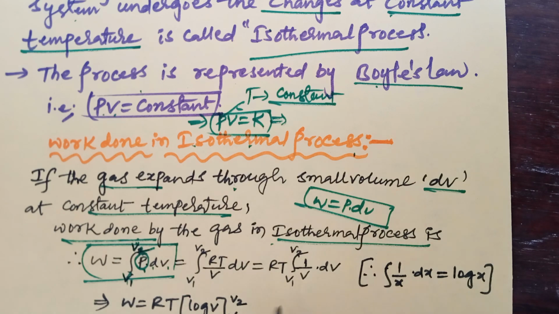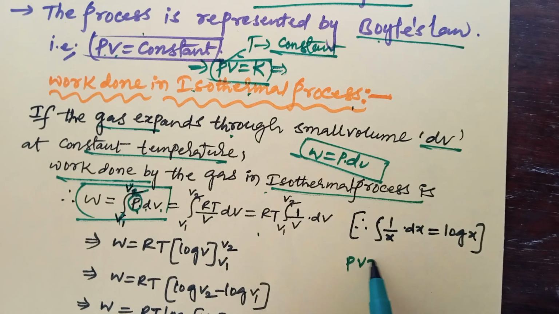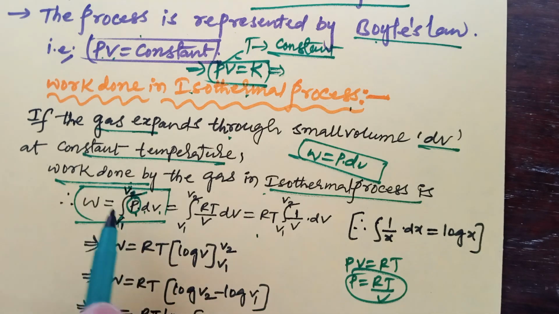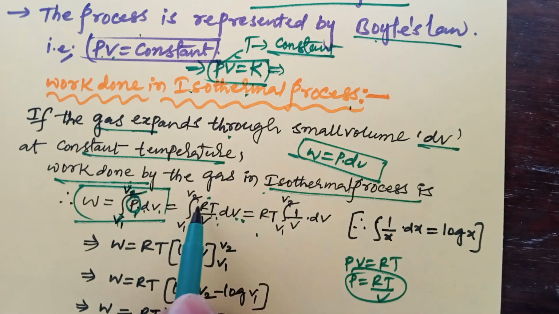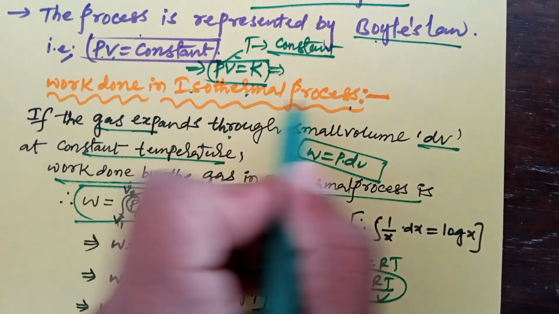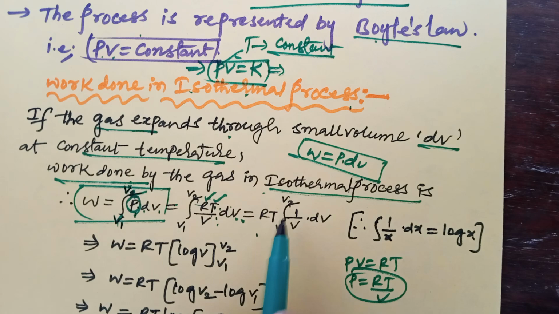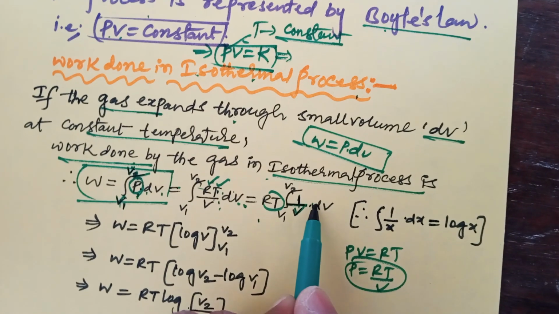According to the ideal gas equation, what is the formula? PV is equal to RT for 1 mole. From this, P is equal to what? RT by V. So in place of P, we write RT by V into dV. R is the universal gas constant, and temperature is constant in an isothermal process, so we take RT outside as constants. The remaining term is 1 by V into dV.